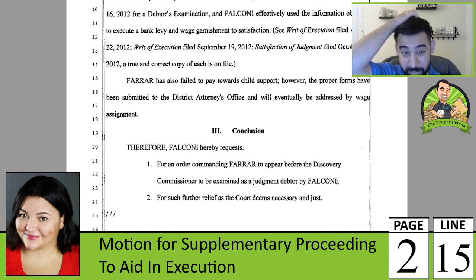However, the proper forms have been submitted to the district attorney's office and will eventually be addressed by wage assignment through the district attorney's enforcement division.